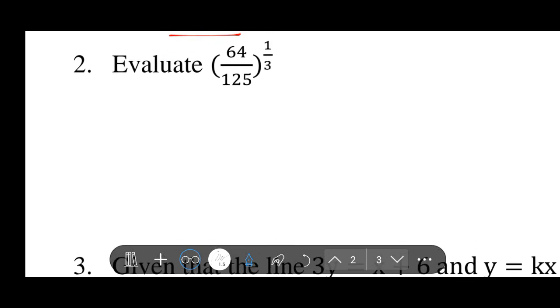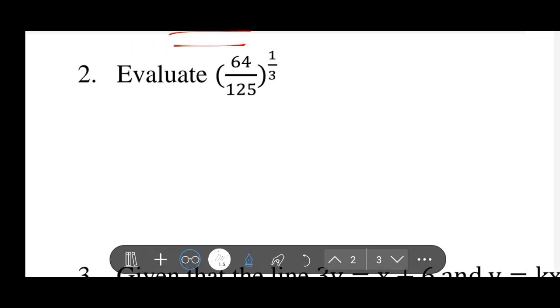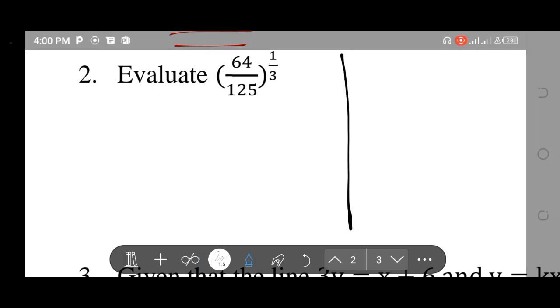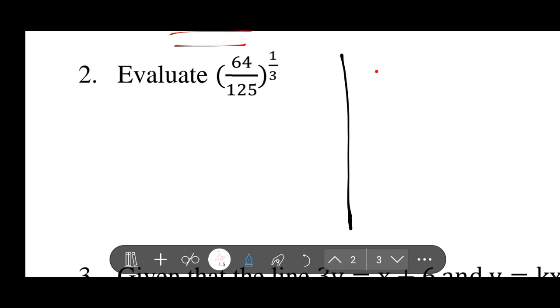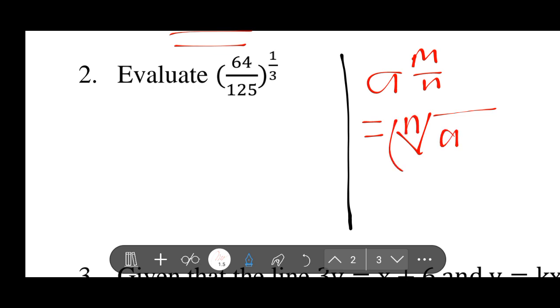The second question says, evaluate open bracket 64 over 125 close bracket to the power 1 over 3. So what we are going to do is write this in another form. Like we say a to the power m over n can be written as the nth root of a, open bracket and close bracket, to the power m.